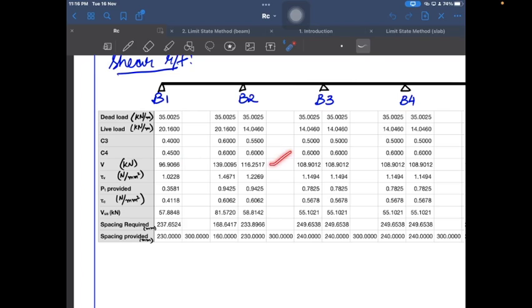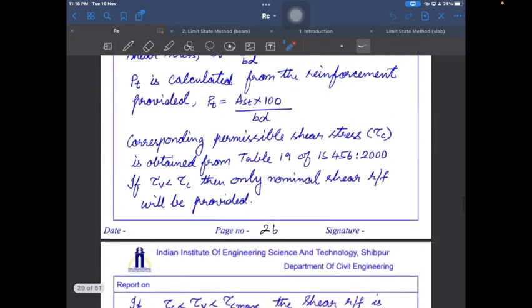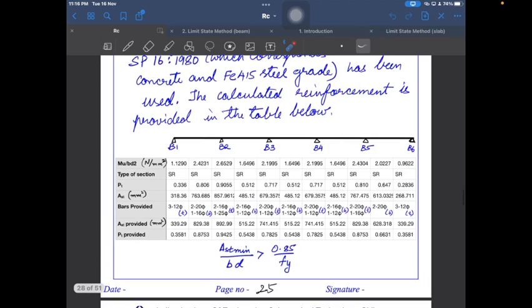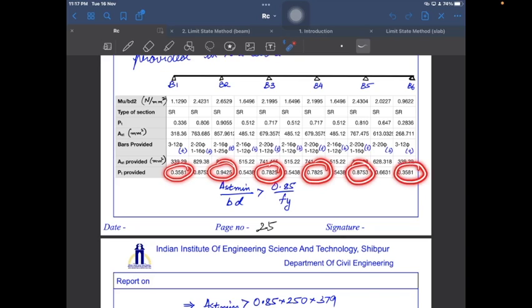Tau V is nothing but V by BD, and we write PT provided. Note that you write PT provided only at the supports. I have explained all this, right? You remember. So PT provided at this support, this, and this. These are the supports.